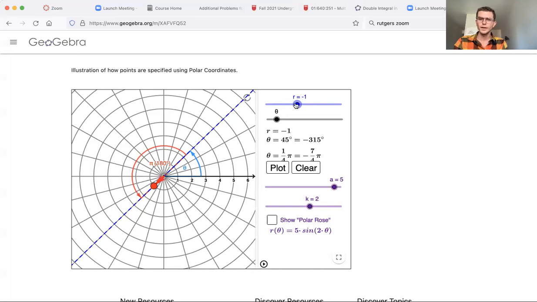In our world, for multivariable calculus, r will only be allowed to be positive. So really, the r's that are allowed here, in this animation, are between 0 and 6.